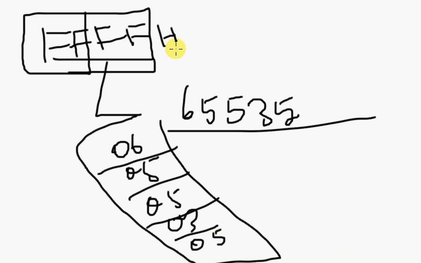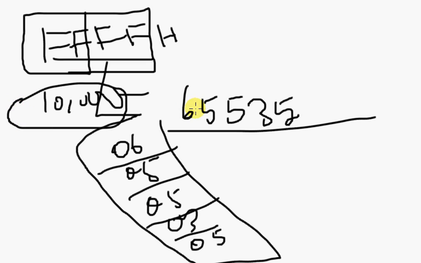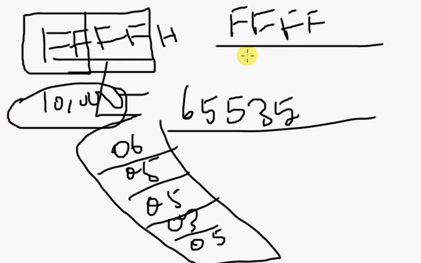How do you do this? Take FFFFH and divide it by 10,000. 10,000 is decimal, so you need to go for the hexadecimal equivalent of 10,000. FFFF divided by the hexadecimal equivalent of 10,000 will give a quotient and remainder. The quotient is 6. Then store the quotient, which is a byte, into the memory, and keep the remainder.